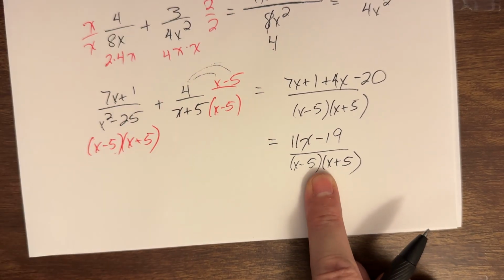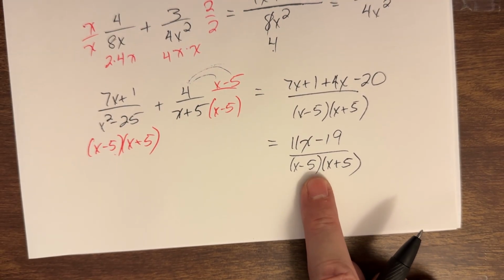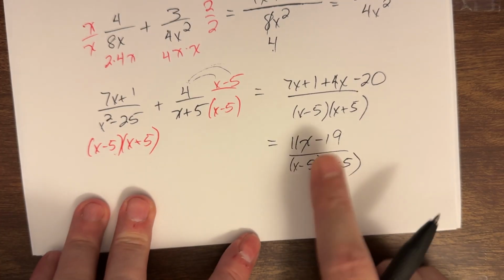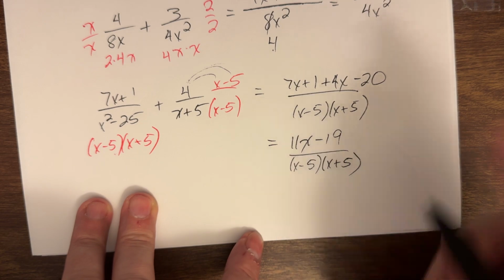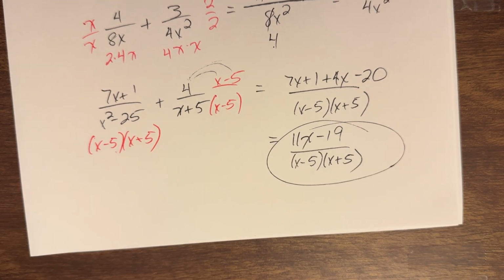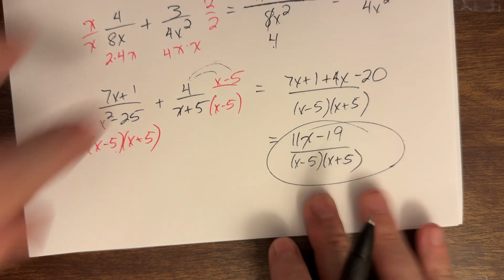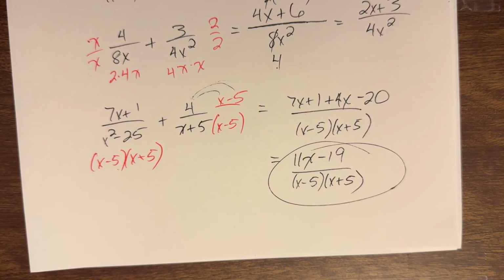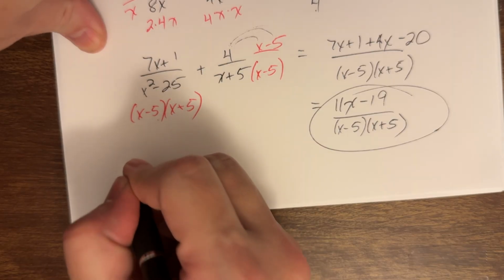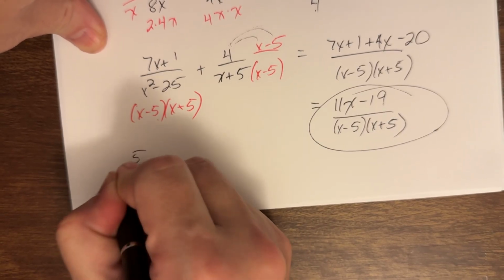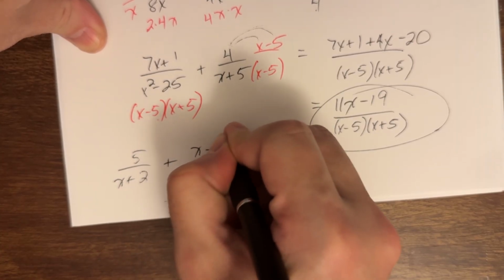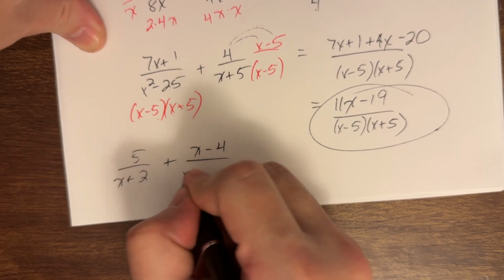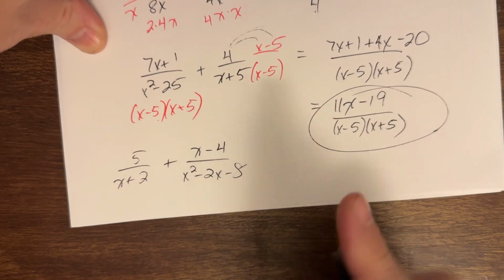I take one quick moment. Can I do more with this? Sorry, with this. This is already factored. Can I factor that? I cannot. So that is my final answer. And now last one. Last one for this section. Let's look at 5 over x plus 2 plus x minus 4 over x squared minus 2x minus 8.